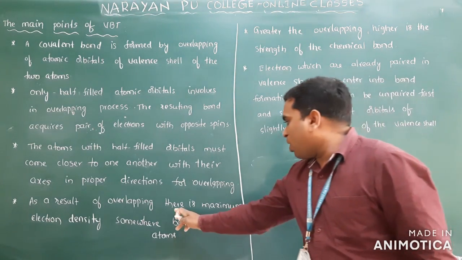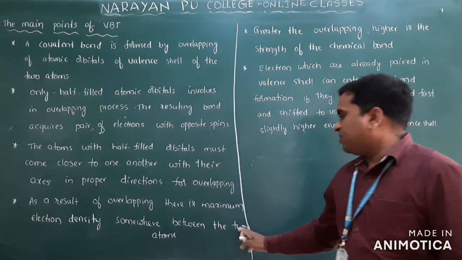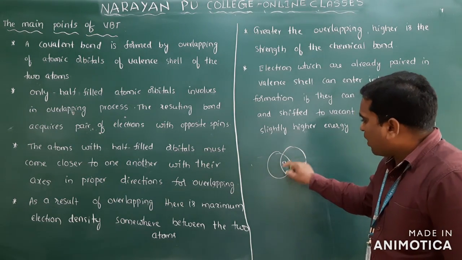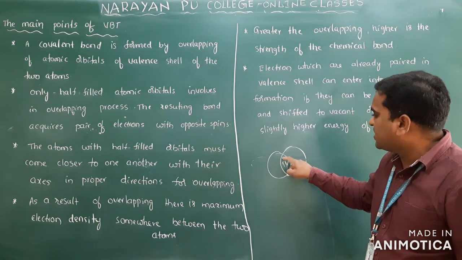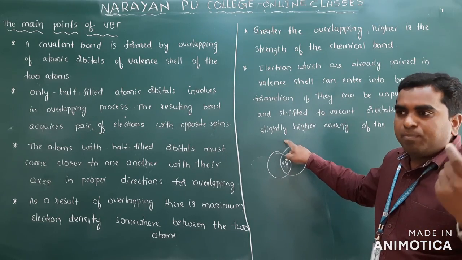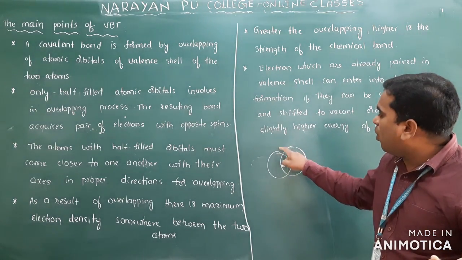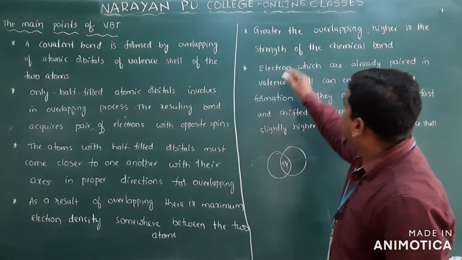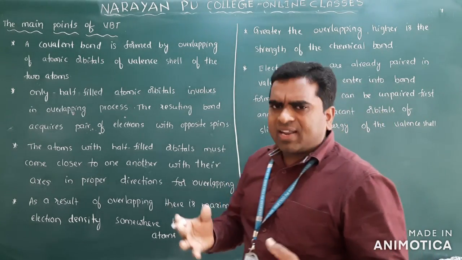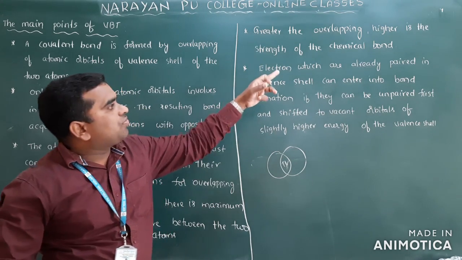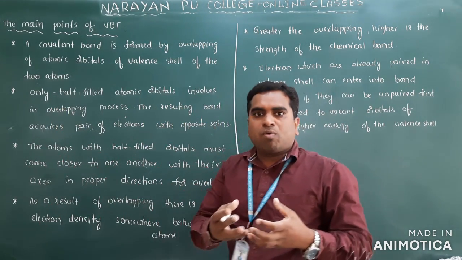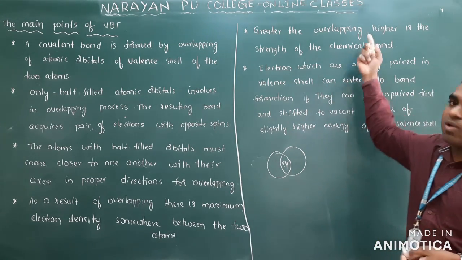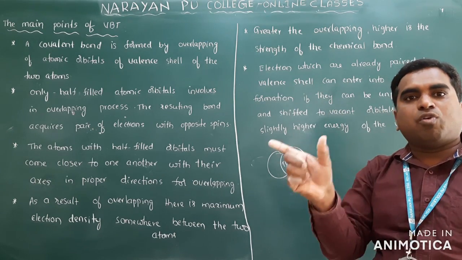As a result of overlapping, there is a maximum electron density between the two atoms. When two atoms overlap, this is the region of overlap, and we will find the probability of finding electrons is more in this overlap region. And this is very important: the greater the overlapping, the higher is the strength of the chemical bond. If the extent of overlapping is greater, the bond formed is very strong. So the greater the overlapping, the stronger will be the covalent bond formed between the two atoms.